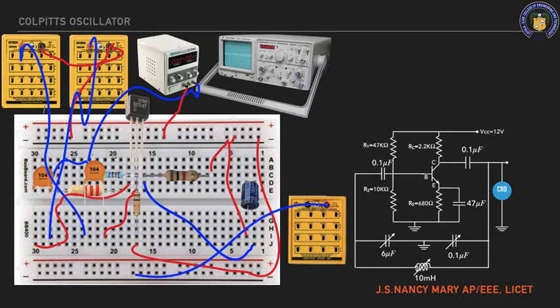Then the decade inductance box is connected in parallel with the two capacitance boxes. Now I'm going to connect the probe from the CRO. One end is grounded, the other end is connected to the 0.1 microfarad capacitor. Okay. So now we will move on to the demonstration of the lab.